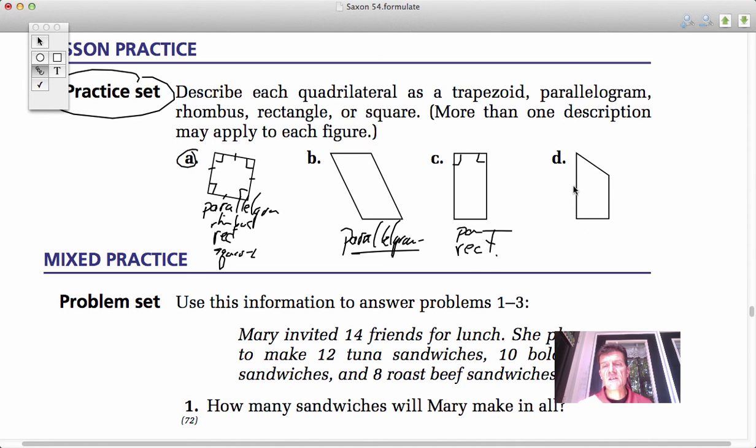And this one, D, only one set of opposite sides are parallel. Only one set is parallel, and so it's only a trapezoid. It's not a parallelogram because the other set of opposite sides is not parallel. So this is a trapezoid.